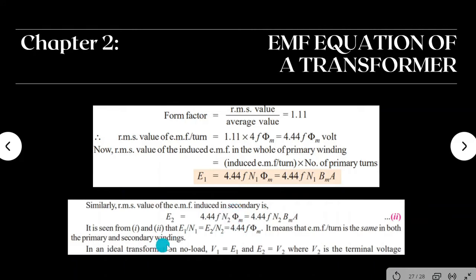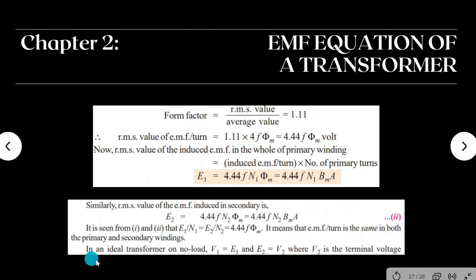So it is seen from equation 1, this is our equation 1, E1, and equation 2, that since 4.44, frequency and maximum flux are constant, we get E1 over N1 is equal to E2 over N2, which is equal to 4.44 multiplied by the frequency times the maximum flux. It means that EMF per turn is the same in both the primary and the secondary windings. So the voltage per turn at primary and secondary are equal.